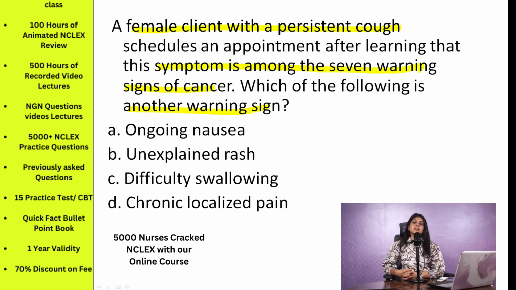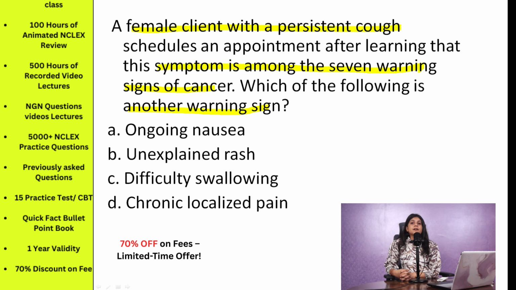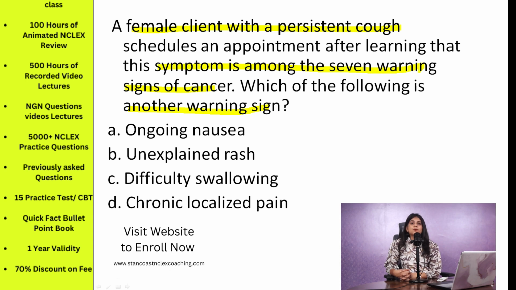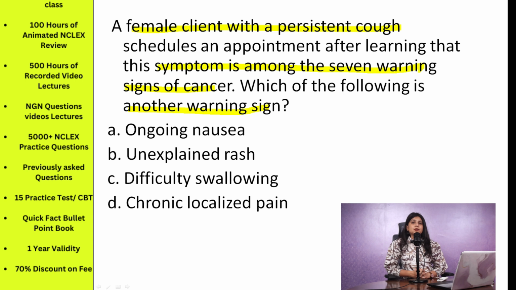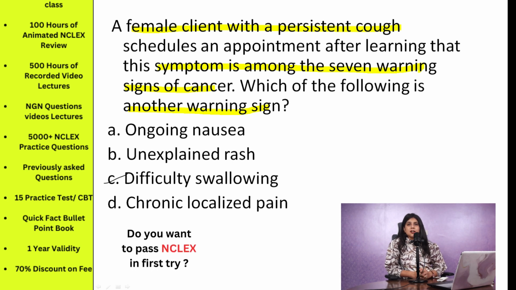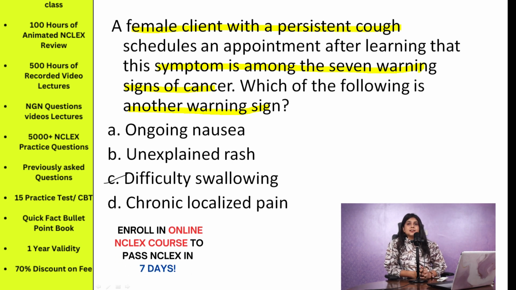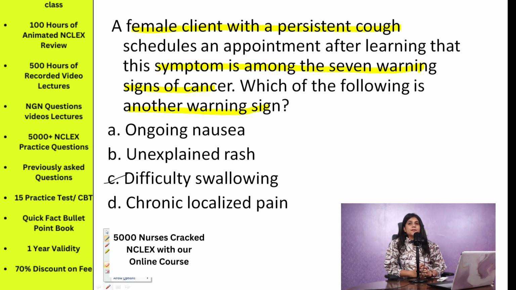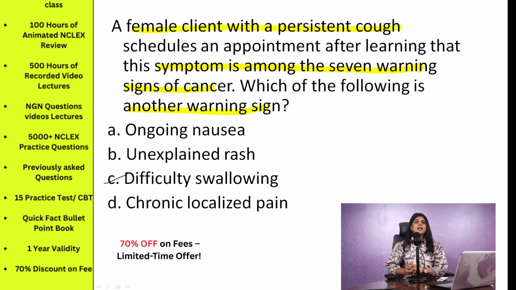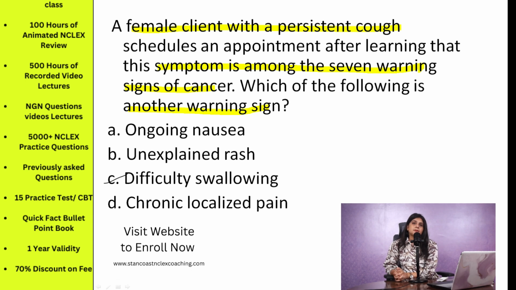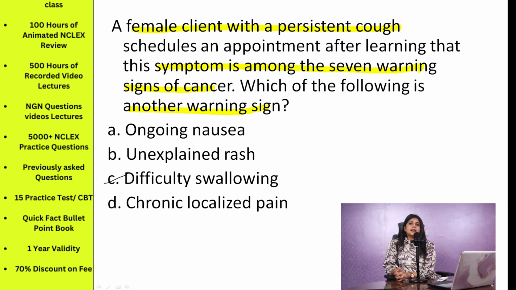Answer. C. Rationale. Indigestion or difficulty swallowing is one of the 7 warning signs of cancer. The other 6 include changes in bowel or bladder habits, a sore that doesn't heal, unusual bleeding or discharge, a lump or thickening in the breast or elsewhere, an obvious change in a wart or mole, a persistent cough or hoarseness. Nausea is not one of the primary warning signs, and a rash or localized pain is not typically a major cancer indicator.